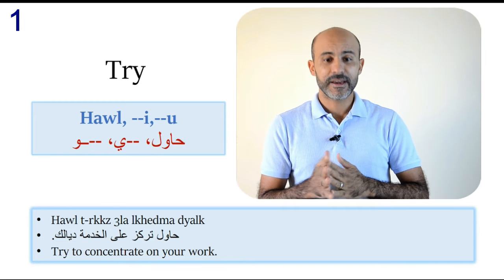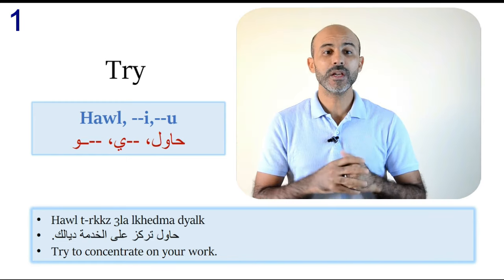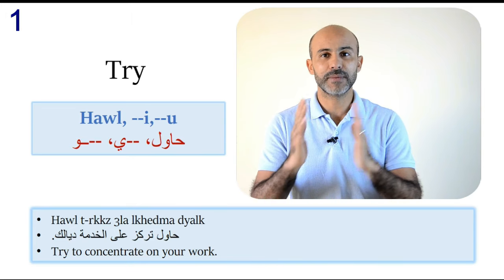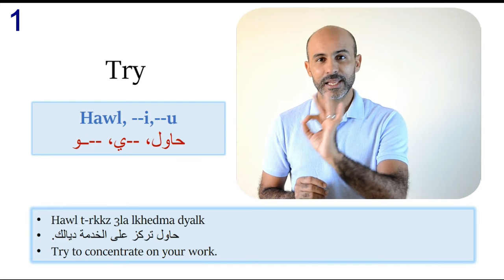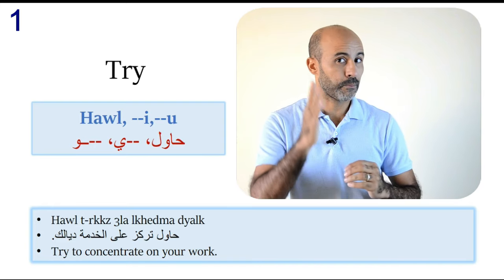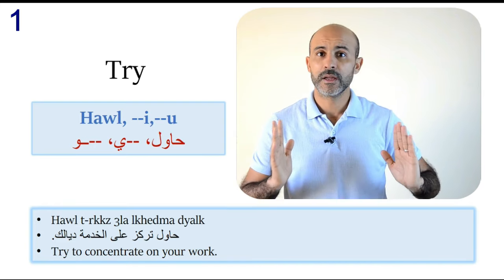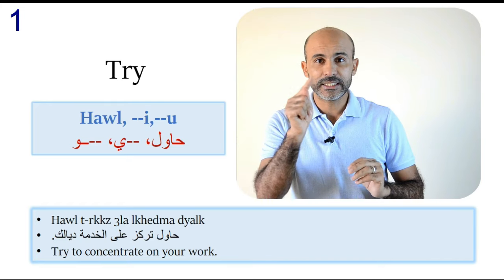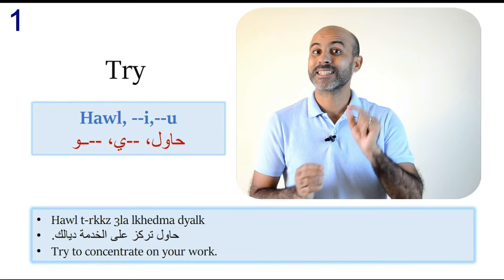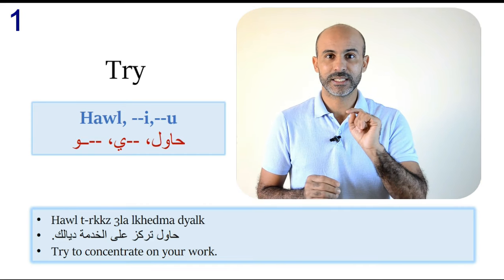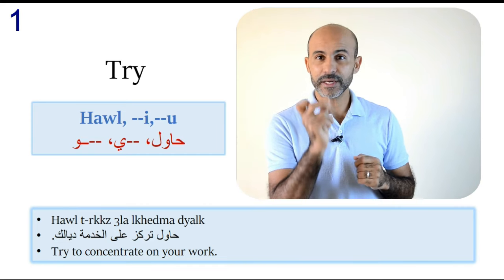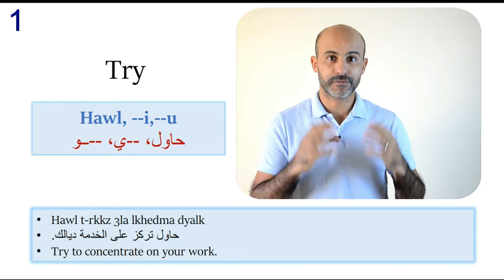The sentence I have here is hawl tarkaz ala al-khidma diyalk. حاول تركز على الخدمة ديالك. So here حاول is imperative. I'm giving an order. And the T that you see before أركز, that's because I'm talking to you. حاول تركز. And the second verb أركز is to concentrate or to focus.